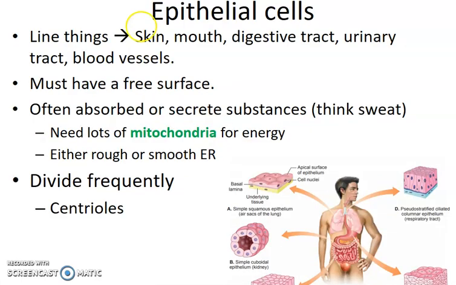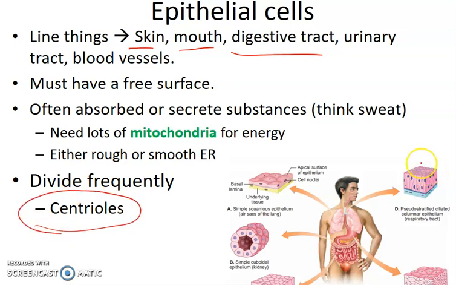So epithelial cells, epi is upon. So they're lining things like the mouth, your skin, your digestive tract. Now, these cells are constantly falling off. All that dust in your house are actually skin cells. So they actually have to frequently divide to replace. So they have centrioles, the other two didn't. And they're going to have a free surface. What can those free surfaces have? In the respiratory tree, we have cilia. In the digestive tract, we are going to have microvilli to extend surface area.